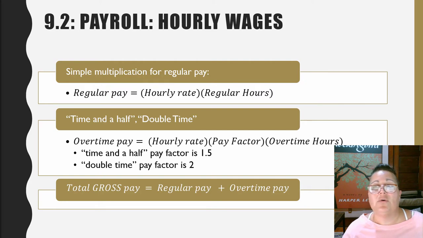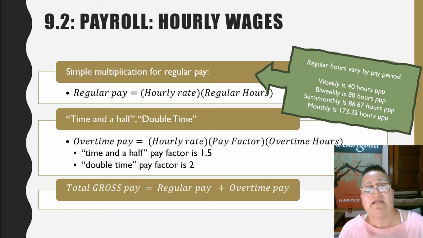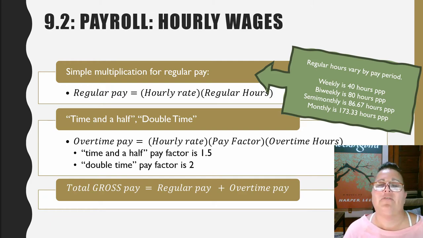It is worth noting that the regular hours by pay period are as follows. A weekly pay period is 40 hours. Anything above 40 is considered overtime. A biweekly pay period is 80 hours. Anything above 80 hours is considered overtime. Semi-monthly is twice a month, or 86.67 hours per pay period. And monthly is 173.33 hours per pay period.